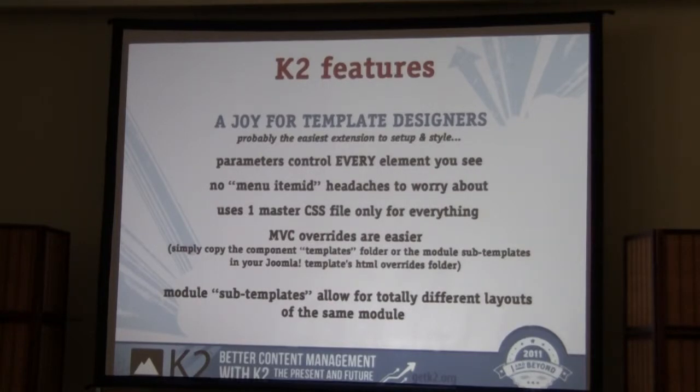Now, this causes problems, because even if you want to do extended overrides, like have different layouts and different styles for different categories, this just can't happen with Joomla, not even with 1.6. Of course, in 1.6 we have new tools like sub-templates and all that, but that doesn't really work as intended by designers.